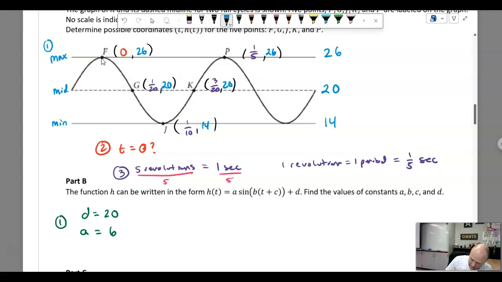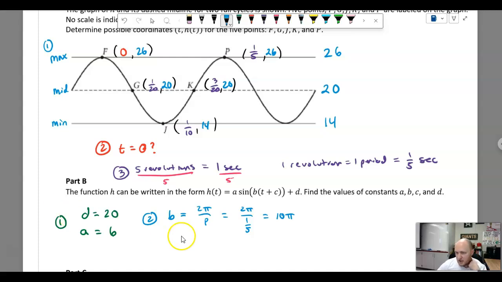That's generally what I like to do first. And then secondly, I like to identify what our B value is. B is 2 pi divided by the period, which in this case is 1/5. So it looks like we get 10 pi here for B. 10 pi for B. Okay?